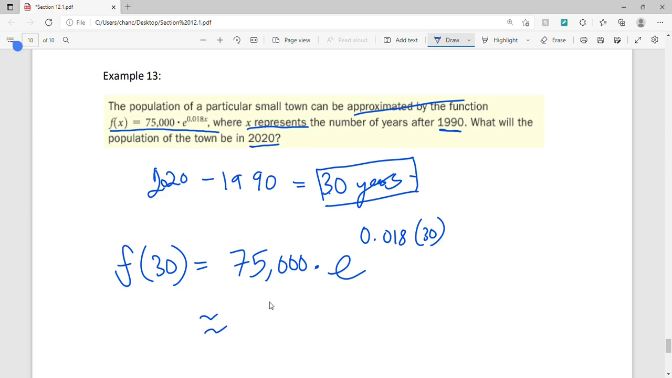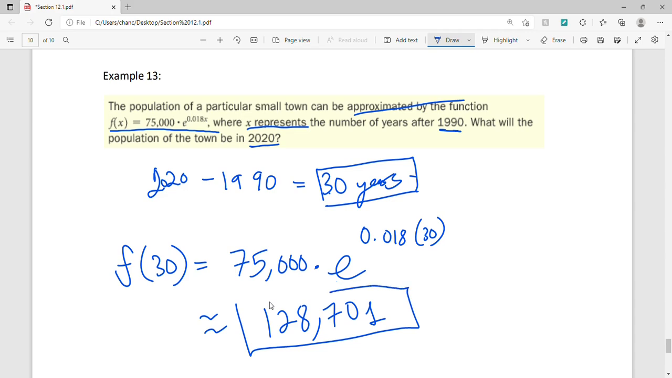And here's my solution, 128,701. So this is how many people will be in that town, 128,701. If you didn't get that answer, you probably forgot a parentheses before the 0.018 and after the 30. That's the most common error that I see. So double check that you can get that answer with that calculator.